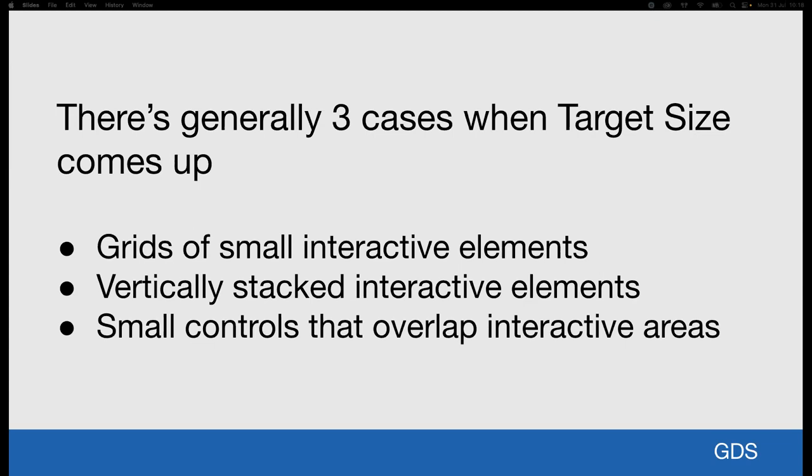Any place where there are grids of small interactive elements, so a bunch of things crowded in the same space, and they're all interactable. They have hit areas on them, target areas. That is a case when target size will come up. Anything where there's a bunch of vertically stacked interactive elements. A list of links that are really crowded together is an example. A drop-down menu with a bunch of crowded options comes up a lot. And then the third one is any place where small controls overlap a larger interactive area. That could be an individual link inside of a card component. The card is clickable for one thing, the link is clickable for a completely different thing.